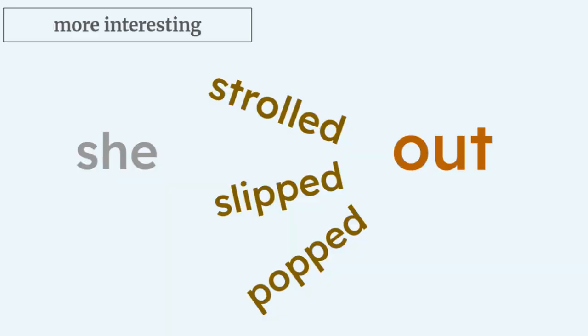Maybe she went out in a casual, nonchalant, relaxed way. She strolled out. Maybe she went out quietly and nobody noticed her leaving. She slipped out. Maybe she went out very briefly and came back just after a minute. In which case we say, she popped out. Have a look at these 3.